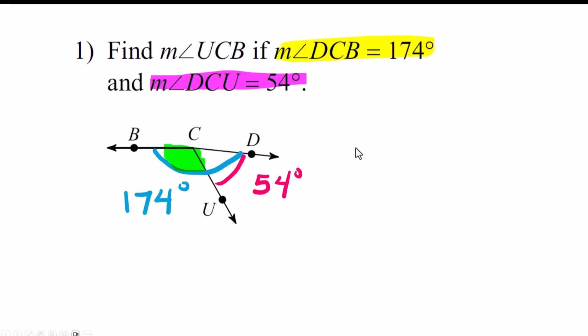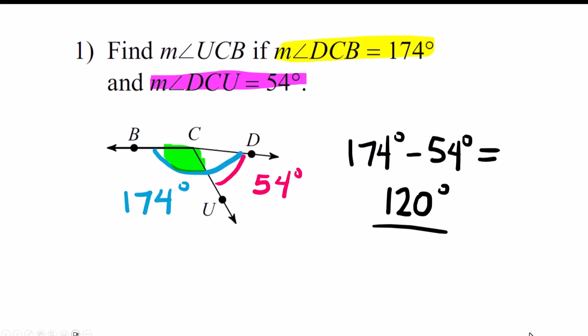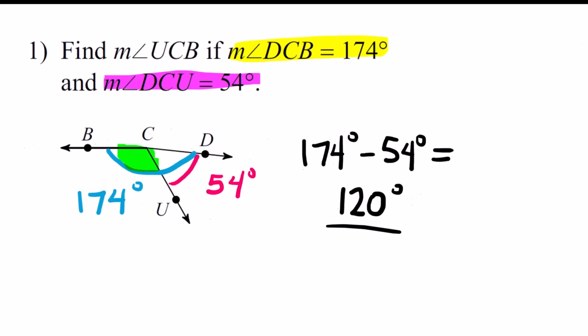Now, you're probably doing it in your head, but you need to know how to write this up because they're not always going to be like this. So we go ahead, do 174 minus 54, and we come up with the answer of 120. All right, I would like you to try to do this one on your own, and I'll be right back with the answer.